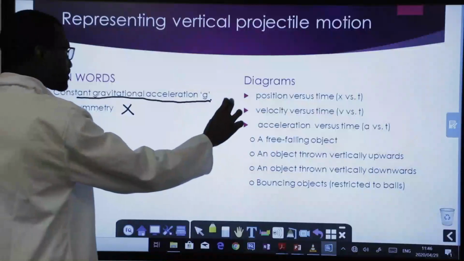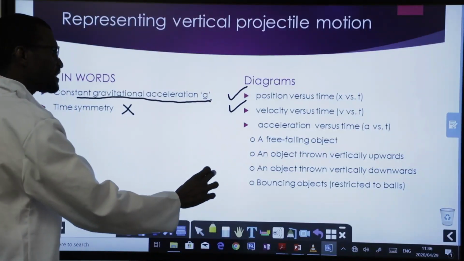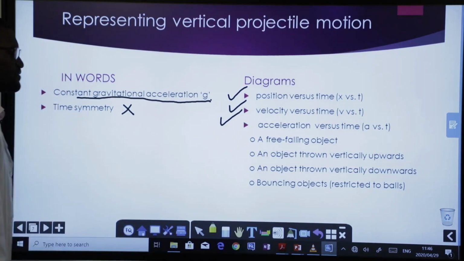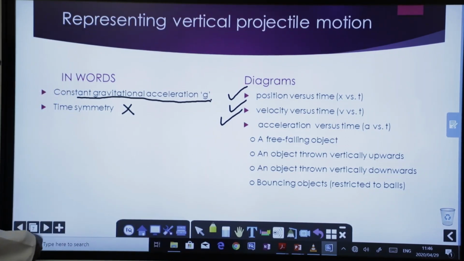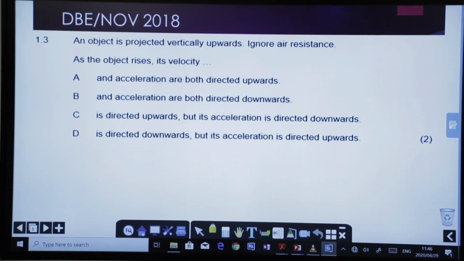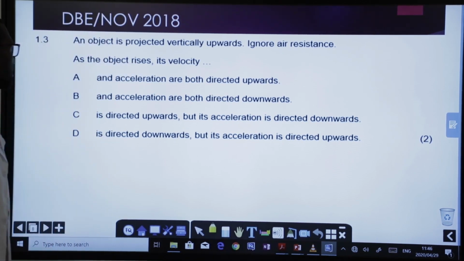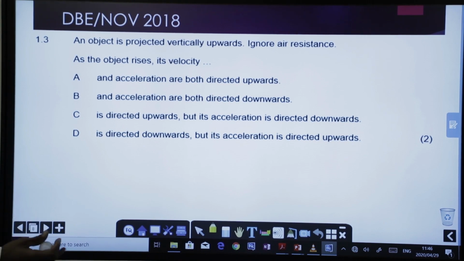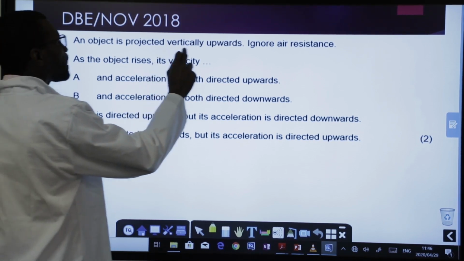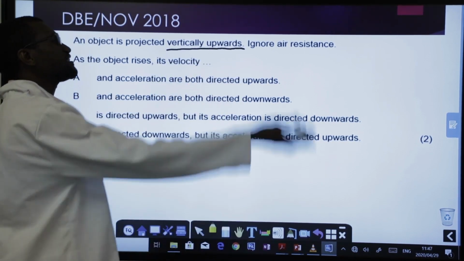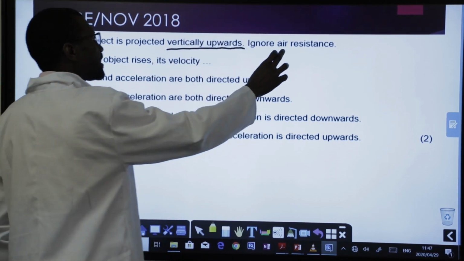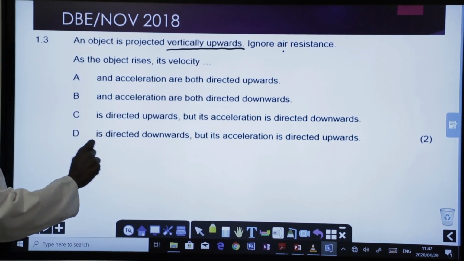I've given a position-time graph, a velocity-time graph, and an acceleration-time graph for our free-falling object, which is a projectile. Let's go straight into questions on projectile motion. An object is projected vertically upwards. So upwards it goes. Ignore air resistance.